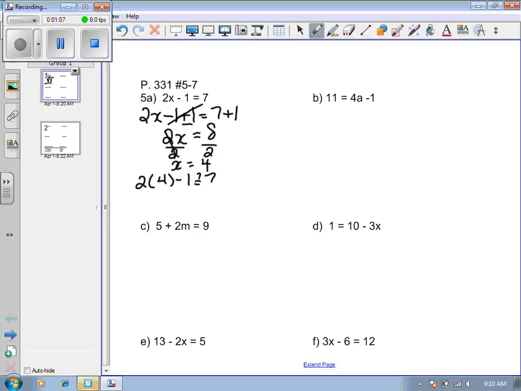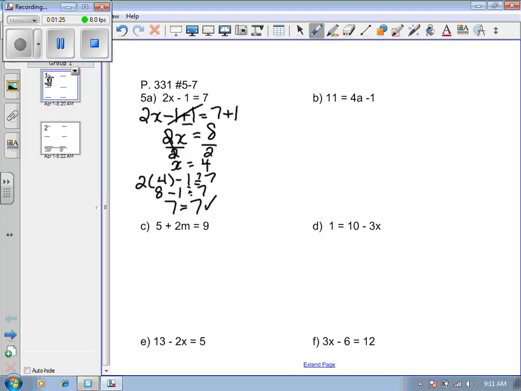We have to show all the steps as we're doing this. 2 times 4 is 8. 8 minus 1, is that equal to 7? What is 8 minus 1? 7 equals 7. Give ourselves a check mark because we have it done correctly. We'll run out of space here.